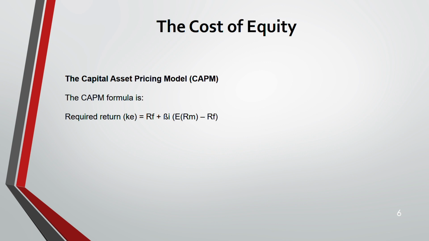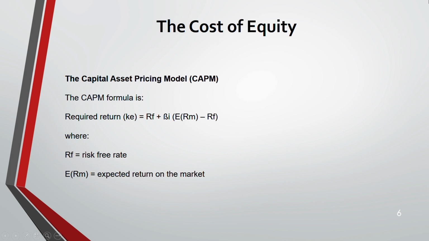Okay. So it is required return. That means RF plus beta, that B is known as beta, into RM minus RF. What is it? RF is the risk-free rate. This rate will be given to you. It could be a government bond or anything. It's given to you in the exam. All these things are given to you. You don't have to worry.